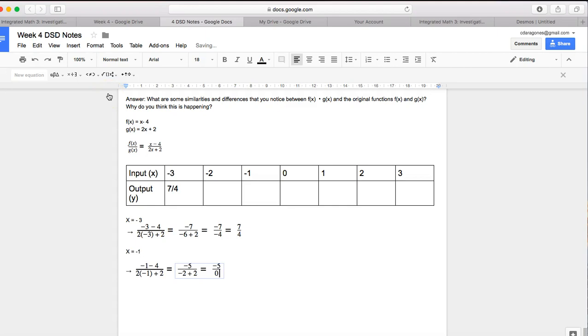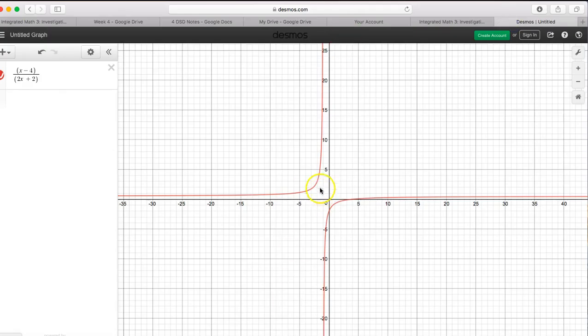-5 over 0. So remember from the last part of this challenge, the function investigation, you cannot divide by 0 because anything multiplied by 0 is 0. You can't get -5 if you multiply anything by 0. There's nothing. So at -1, we have an undefined value, and we have that vertical asymptote that we learned about.